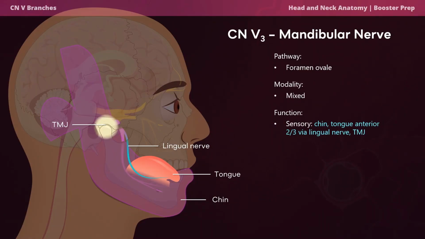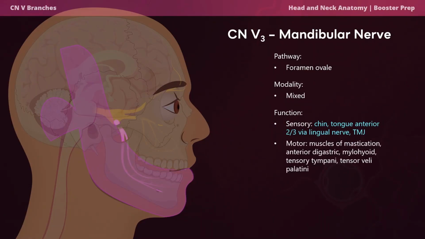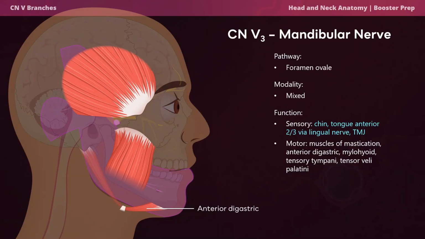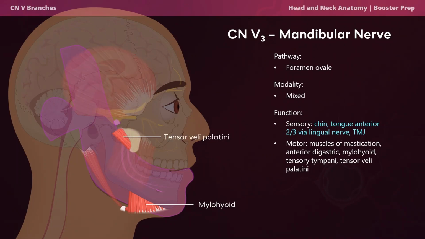The motor function includes the innervation of the muscles of mastication, which includes the masseter, the temporalis, the medial, and the lateral pterygoids. Other muscles include the anterior digastric and the mylohyoid, which are involved in swallowing and neck movement. Additionally, cranial nerve V3 provides motor innervation to the tensor tympani muscle involved in dampening sounds, and the tensor veli palatini muscle involved in opening the auditory tube during swallowing or yawning.